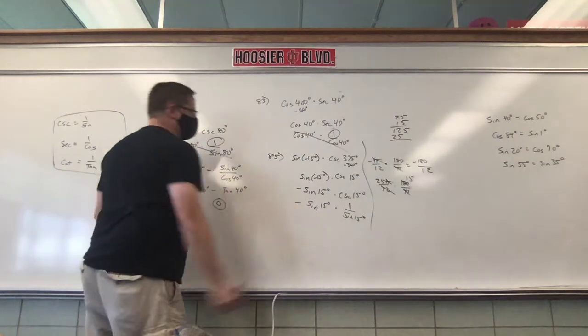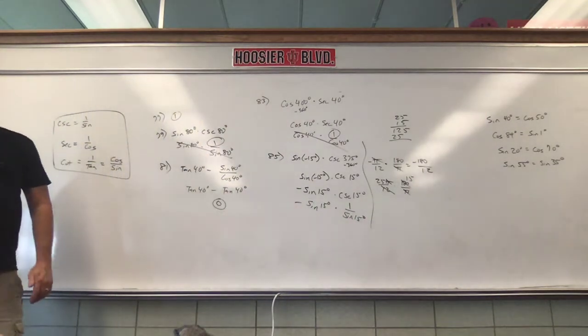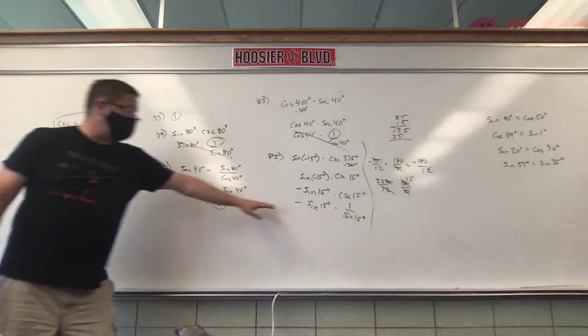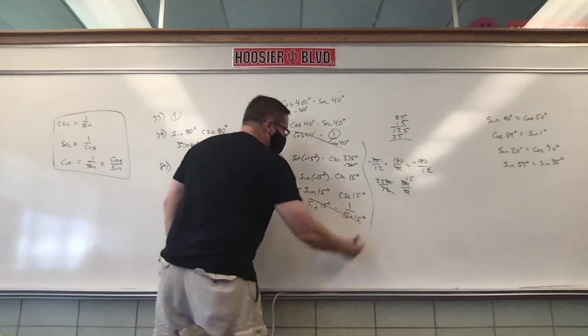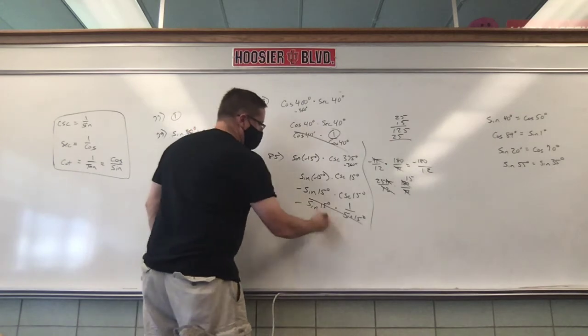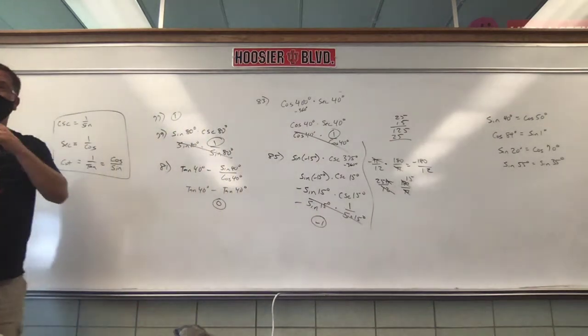Negative sine of... okay? Cross stuff off, what are we left with? Negative 1. Don't forget that. You're going to cross these off, but you're not left with 1. You're left with negative 1. That's a tougher one. That is definitely a tougher one.